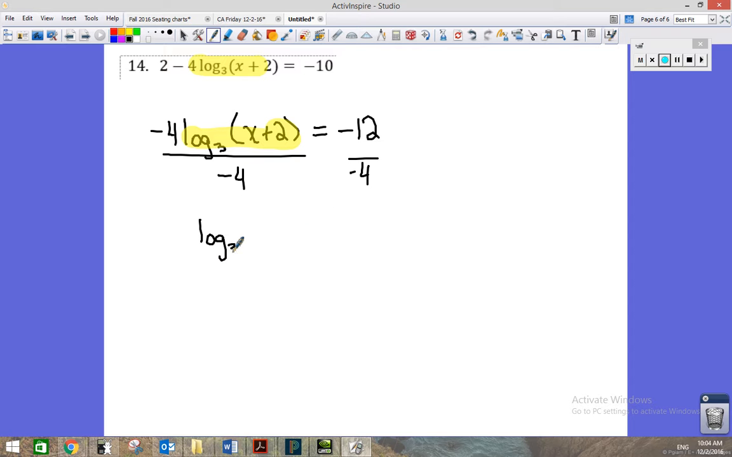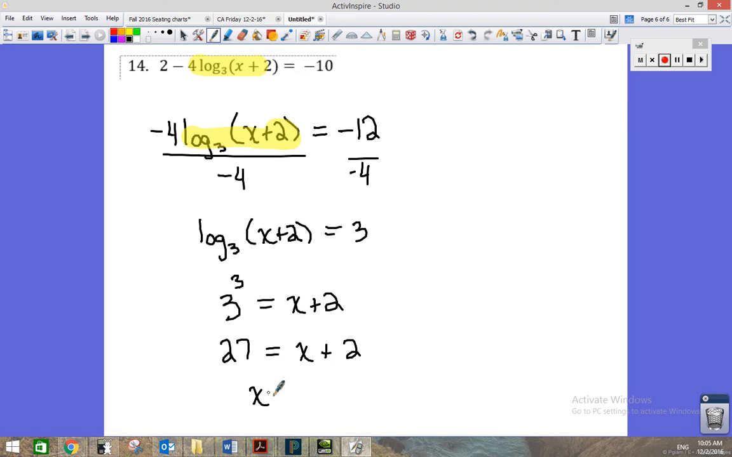And I have the log base 3 of this expression, x plus 2. And negative divided by negative is positive. 12 divided by 4 is 3. And I've gone as far as I can go with just trying to get the term by itself. I need to use either properties of logarithms or just the definition of a logarithm. I'm going to convert this from log form to exponential form. So the base is 3. A logarithm equals an exponent, so the exponent is also 3. So 3 to the 3rd power is 27, and x plus 2 equals 27, so x is 25.